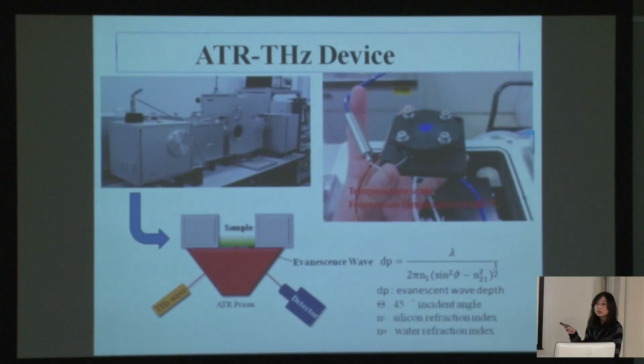This is another sample unit I used in my experiment. This unit contains the heating system and the temperature sensor. The heating temperature scale is from room temperature to 80 degrees centigrade. When we heat the samples, we first heat the silicon like this, and then by heat transfer, we heat the sample.